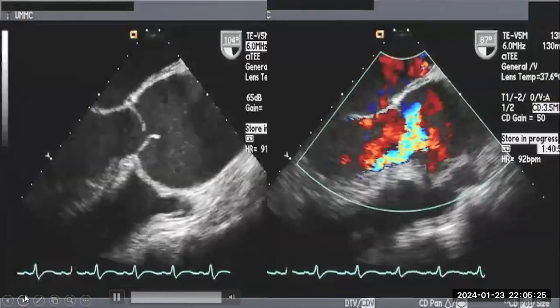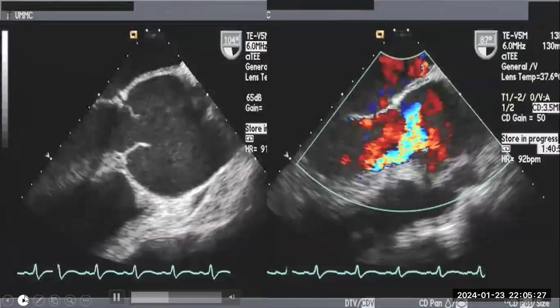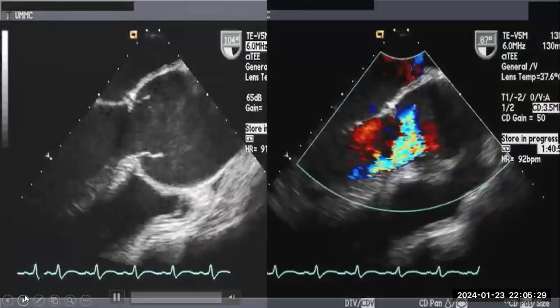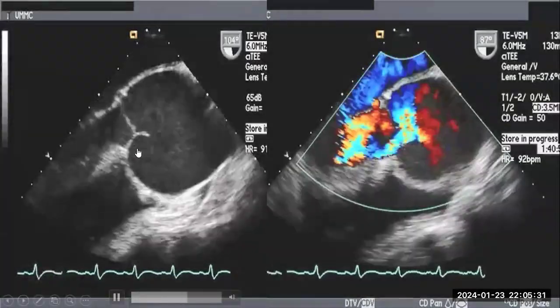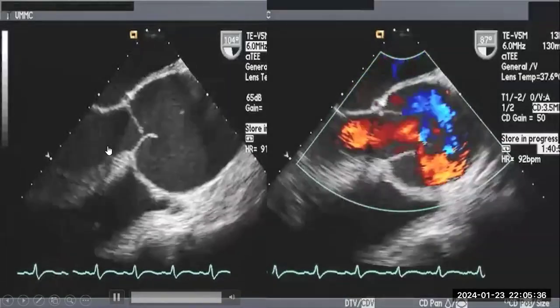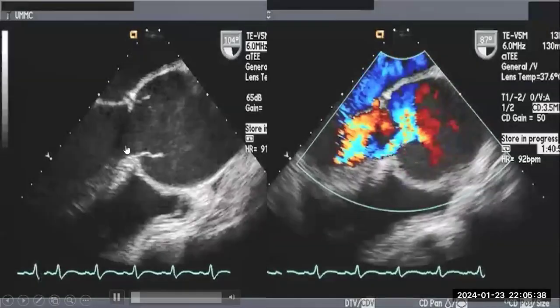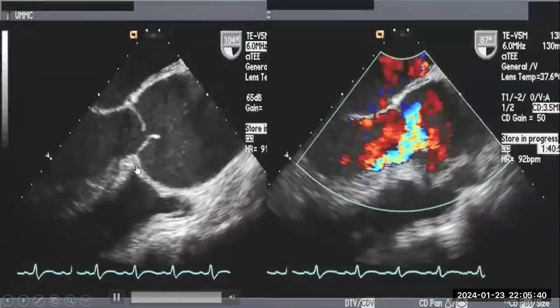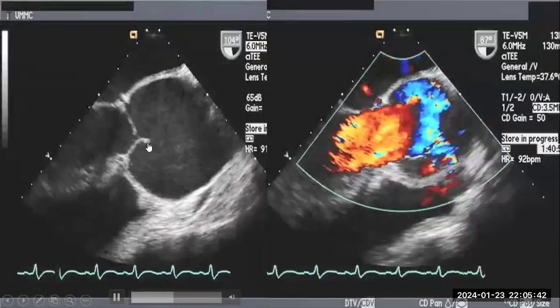You need to see more views, Dr. Anwar. This is a TEE view, and this is the long axis view, sorry, for the TEE, concentrating on the aortic root and the aortic valve.